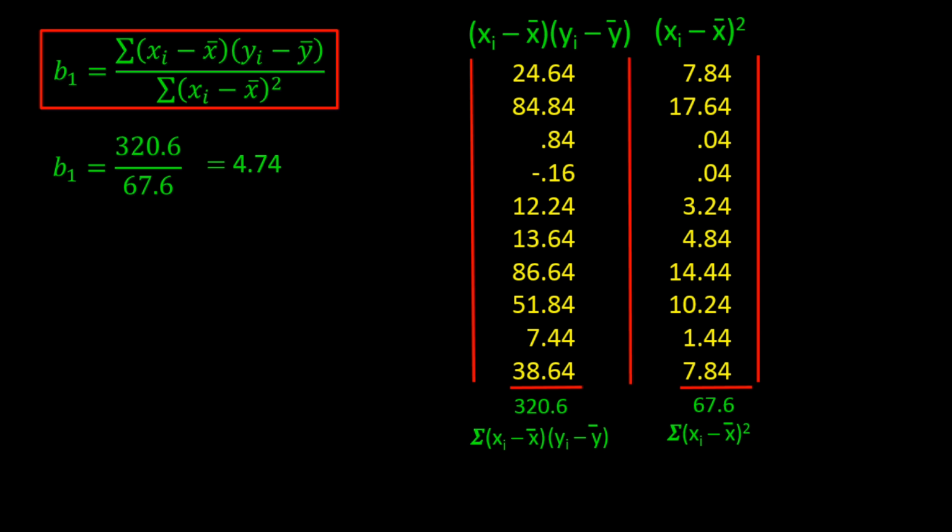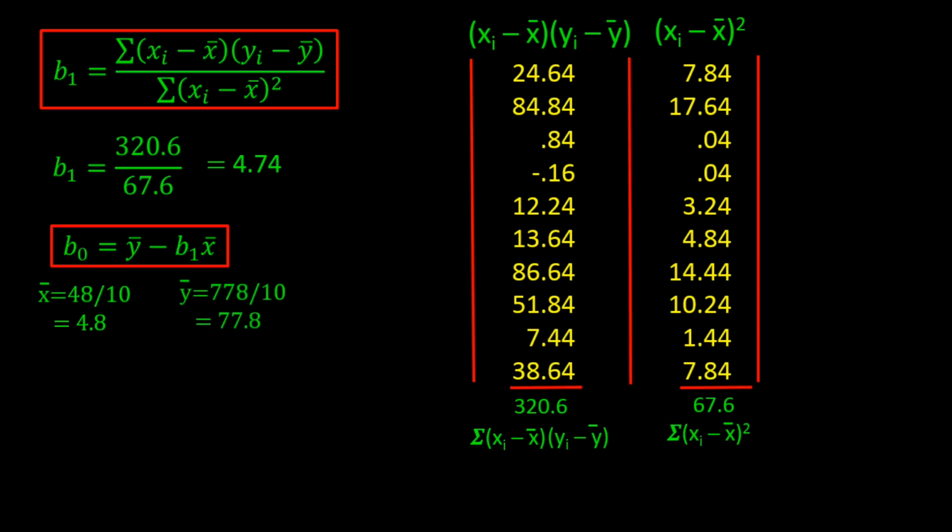So now we are ready to calculate the y-intercept, B naught. We will need x bar and y bar to calculate B naught. Remember, we already calculated x bar as 4.8, and we found y bar was 77.8 on a previous slide. So now we have all the numbers we need to calculate B naught, the y-intercept. And we get B naught is equal to 77.8 plus 4.74 times 4.8.